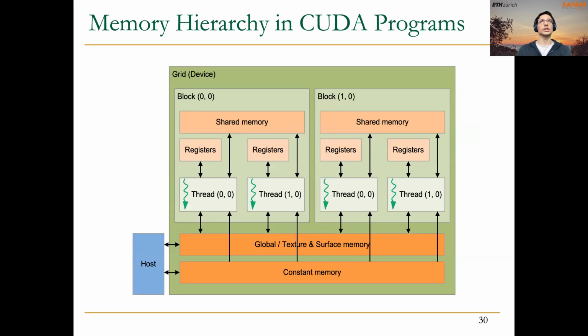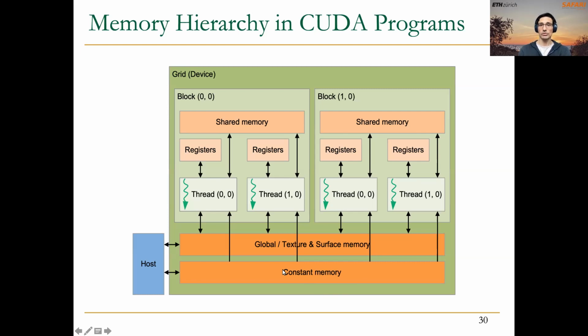Okay, and here you can see some simplified representation of the memory hierarchy of the CUDA programs. Each individual thread has access to its own local variables that reside in the physical registers. Threads that belong to the same thread block can share data through the shared memory, this local on-chip scratchpad memory, and threads belonging to different thread blocks can access common data that resides either in the global memory or the constant memory.